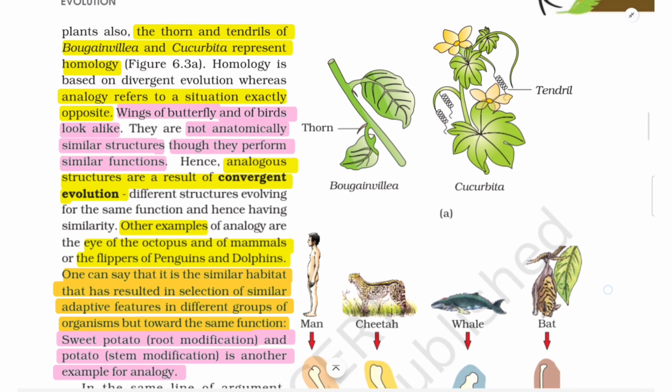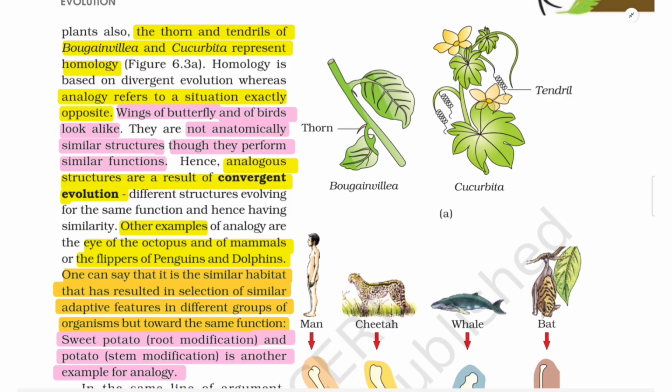Figure 6.3a. Homology is based on divergent evolution, whereas analogy refers to a situation exactly opposite. Wings of butterfly and of birds look alike. They are not anatomically similar structures, though they perform similar functions. Hence, analogous structures are a result of convergent evolution, different structures evolving for the same function and hence having similarity. Other examples of analogy are the eye of octopus and of mammals, or the flippers of penguins and dolphins.